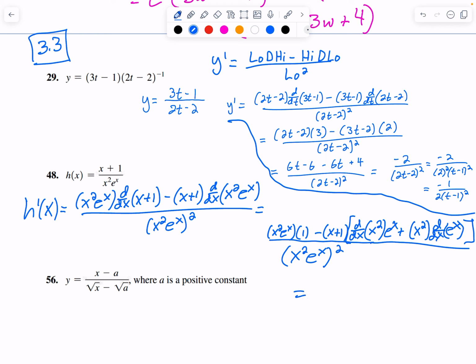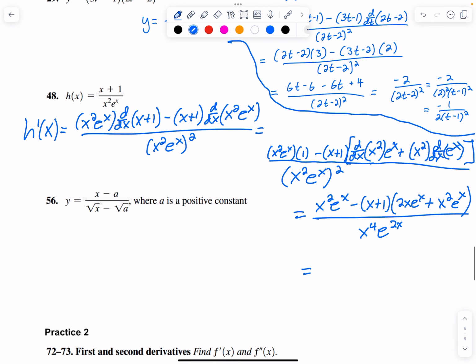That's the worst part. And then I have x squared e to the x minus x plus 1. I'm going to go ahead and do the inside of that. The derivative of x squared is 2x e to the x plus x squared e to the x, because the derivative of e to the x is e to the x. All over, I'm going to go ahead and multiply these out. I get x to the fourth and e to the 2x, just multiply the powers. I keep going. I got x squared e to the x. And then we could multiply that out. Gross.